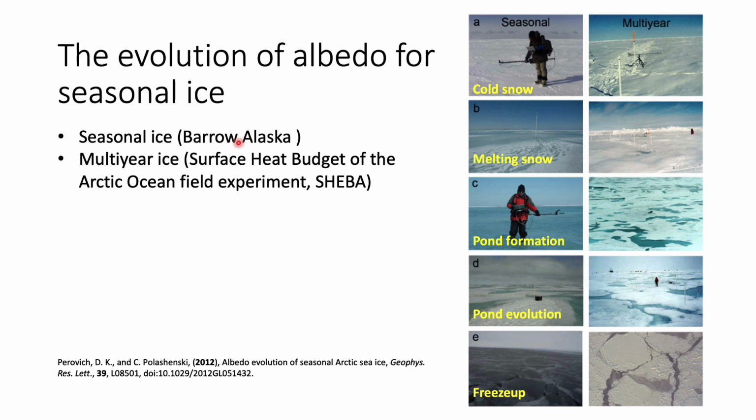These are actually measured at the Surface Heat Budget of the Arctic Ocean field experiment, SHEBA. The multi-year ice is measured at SHEBA, and the seasonal ice is measured in Barrow, Alaska. So these are the two different places where we see how the multi-year ice and seasonal ice change within that region and how the albedo is getting affected. Those are all given here.